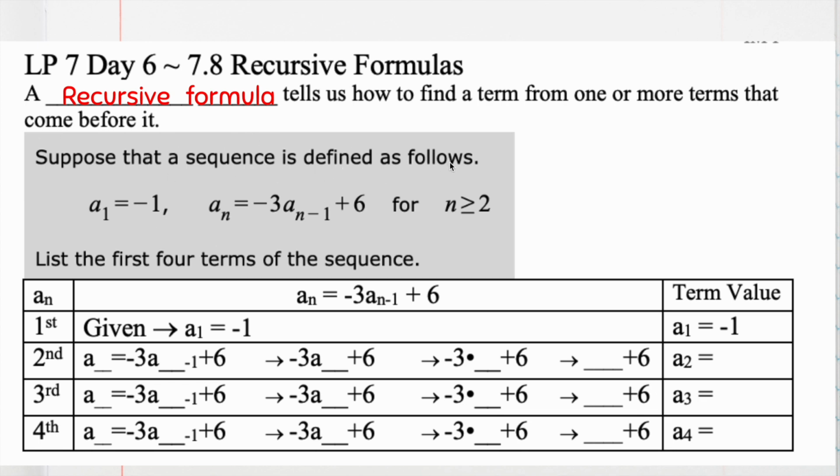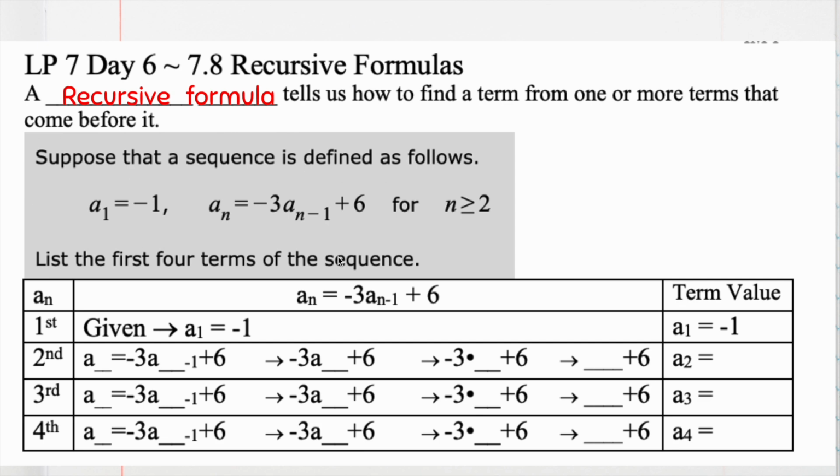So suppose that a sequence is defined as follows. A1, remember that's the first term, equals -1. And then a sub n, the nth term, equals -3 times a sub n minus 1, so whatever term number we're looking for minus 1, plus 6, for n greater than or equal to 2. Okay, so on this one, we're just going to list the first 4 terms. They're just asking us to apply this.